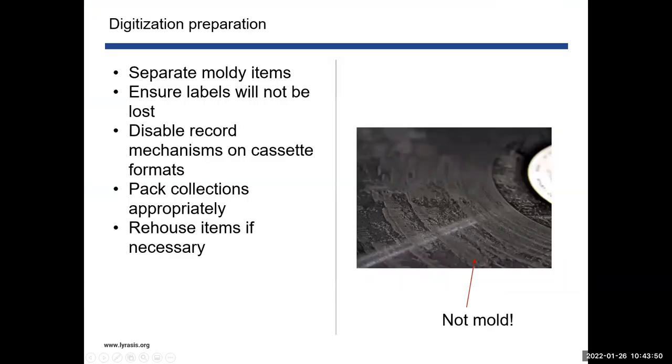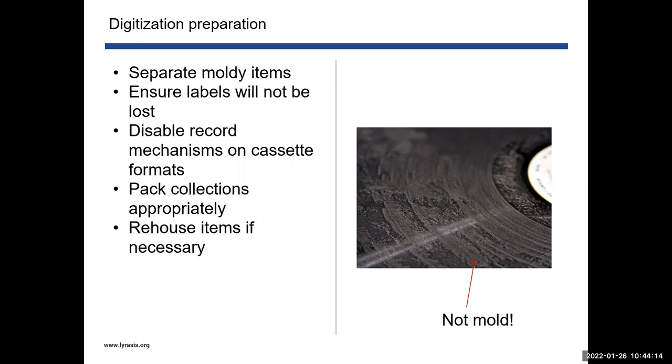So I mentioned you'll need time for preparing collections to digitize and for QC. Let's talk about digitization preparation. Some of the steps that might be involved include separating out moldy items, either for cleaning in-house or so the vendor doesn't get a box that has both moldy and not moldy items. It's nice if you can separate those out so mold's not spreading and so that anybody handling them gets that warning. You want to make sure labels will not be lost or separated from their original materials.